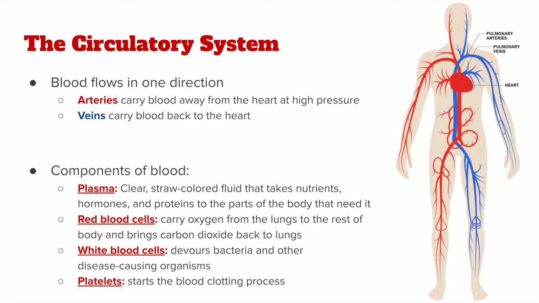There are 4 components of blood. Plasma is the largest part of your blood. When separated from the rest of its components, it is a straw-colored fluid, and its main role is to take nutrients, hormones, and proteins to the parts of the body that need them for different body functions. Your blood also contains red blood cells, which carry oxygen from the lungs to the rest of the body and bring carbon dioxide back to the lungs, ready for reoxygenation.